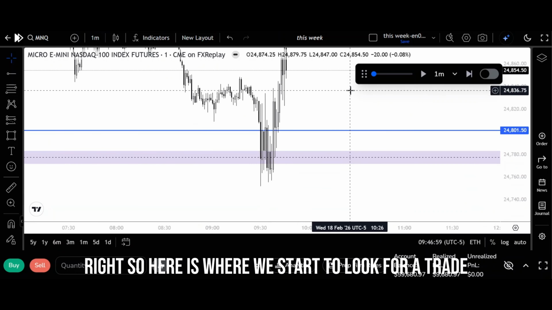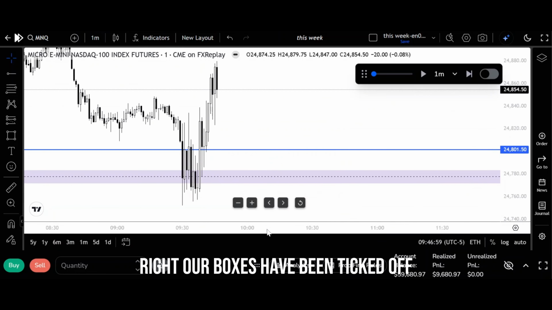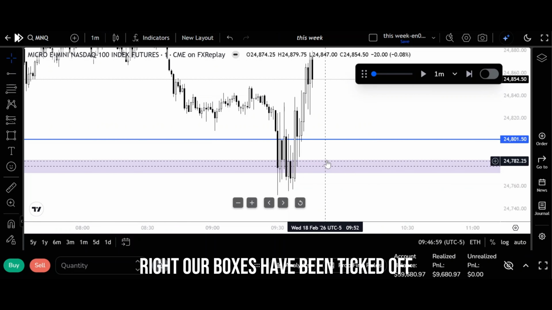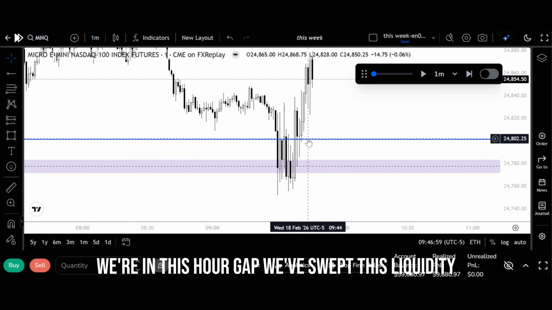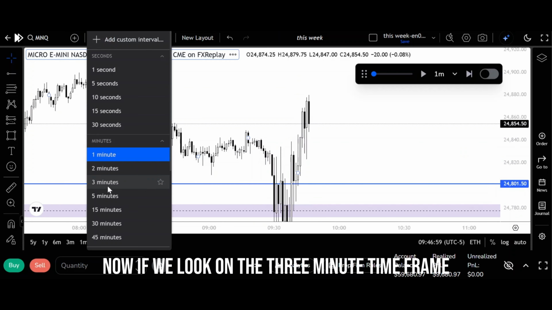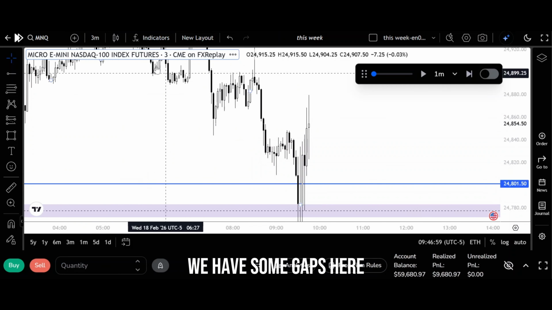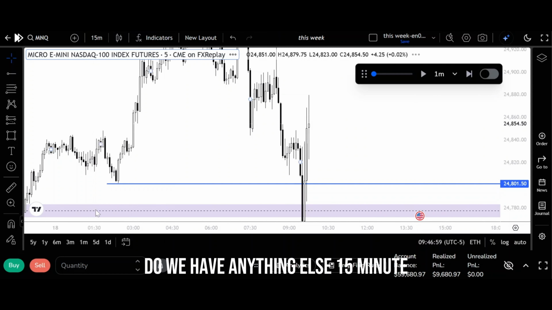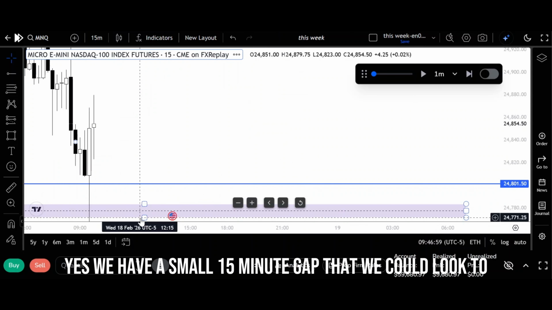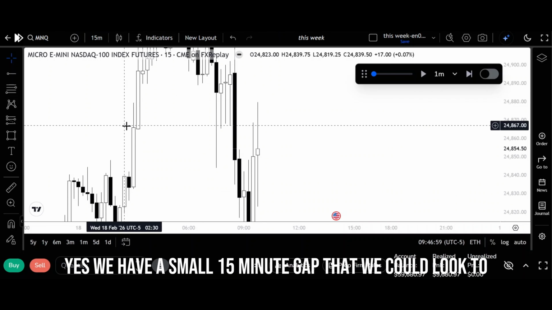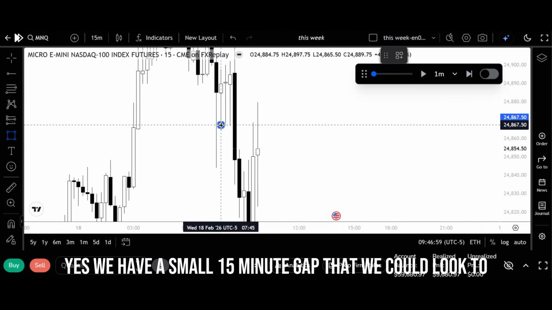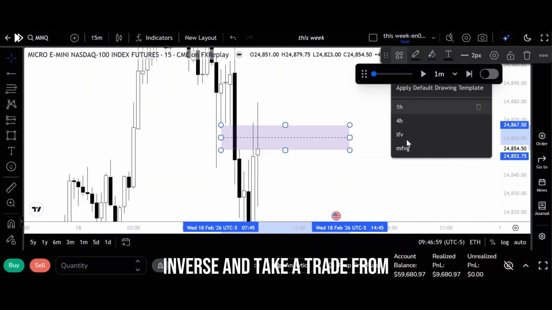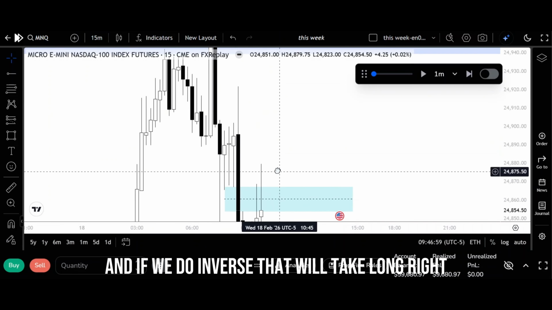Right. So here is where we start to look for a trade, right? Our boxes have been ticked off. We're in this hourly gap. We've swept this liquidity. Now, if you look on the 3-minute time frame, we have some gaps here, but we also have 5-minute gaps. Do we have anything else? 15-minute? Yes, we have a small 15-minute gap that we could look to inverse and take a trade. And if we do inverse that, we'll take longs, right?